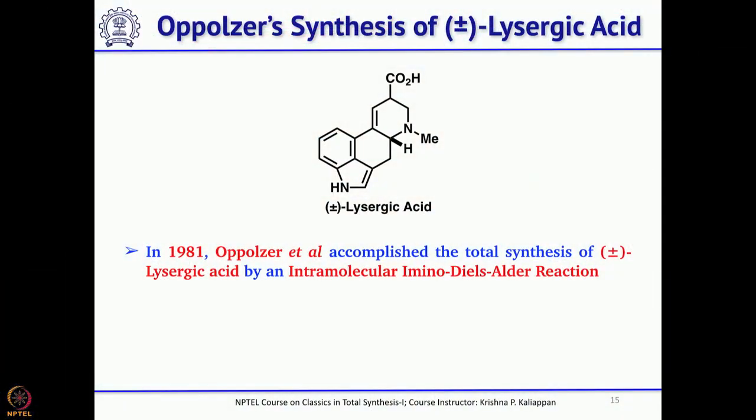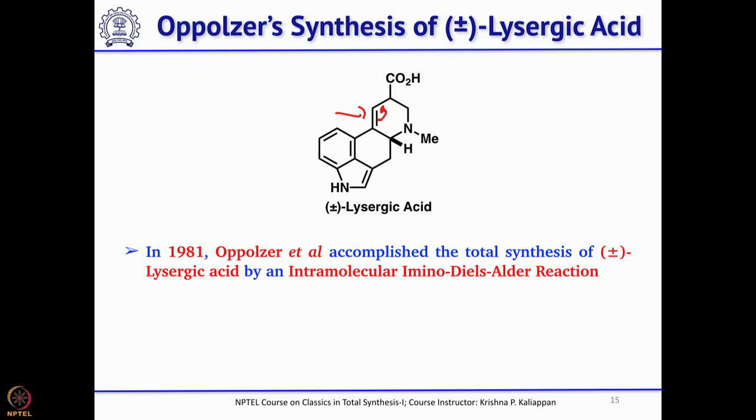Then we will move to the second total synthesis, which was reported by Wolfgang Oppolzer. His idea was, when you look at this six-membered ring, you have a double bond. He thought, if he can migrate this double bond here, then it should be possible to use an intramolecular Diels-Alder reaction to form this six-membered ring.